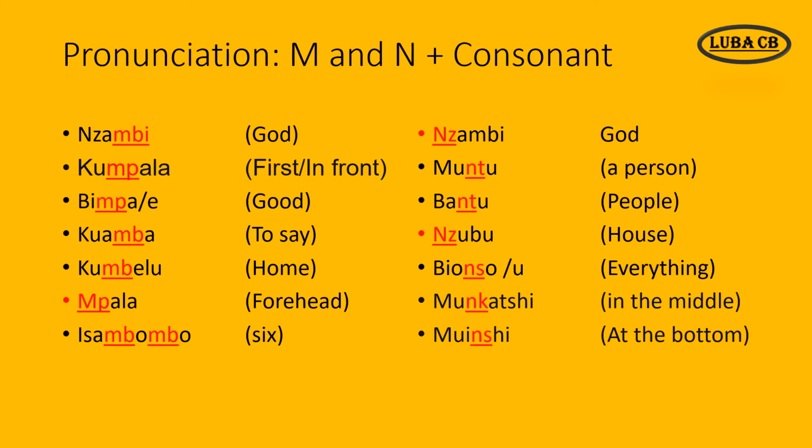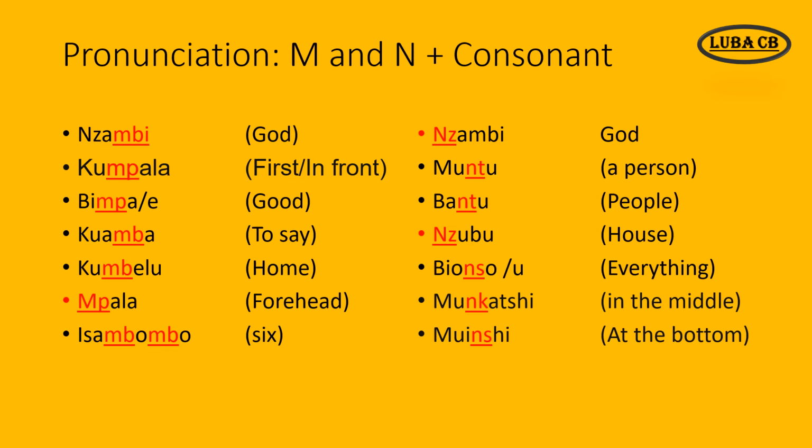Now let's learn to pronounce M with a consonant and N with a consonant coming after them. You find a lot of these words in Tshiluba. Nzambi, MB, mbi, which means God. Nzambi. Kumpala, MP, kumpala, in front or first.